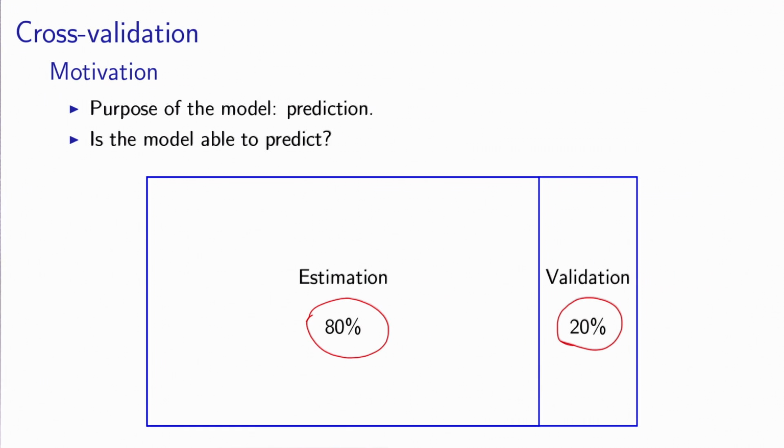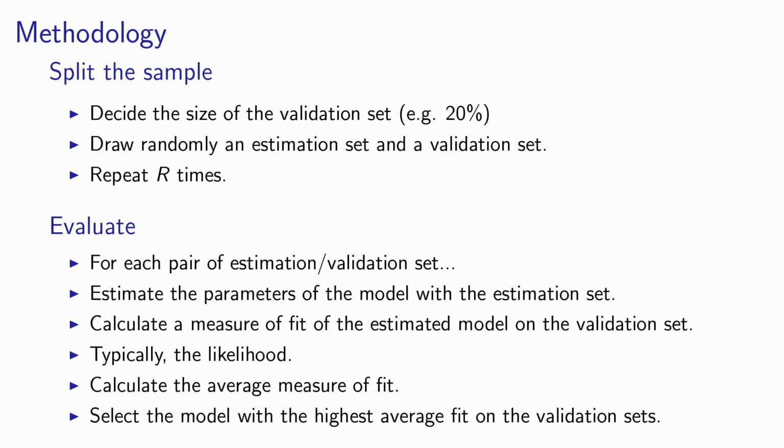It's not really important. So the methodology is the following. You split the sample, as we saw in the previous slide. So you decide about the size of the validation set, and you draw randomly an estimation set and a validation set. Okay, so this splitting is done several times, let's say R times.